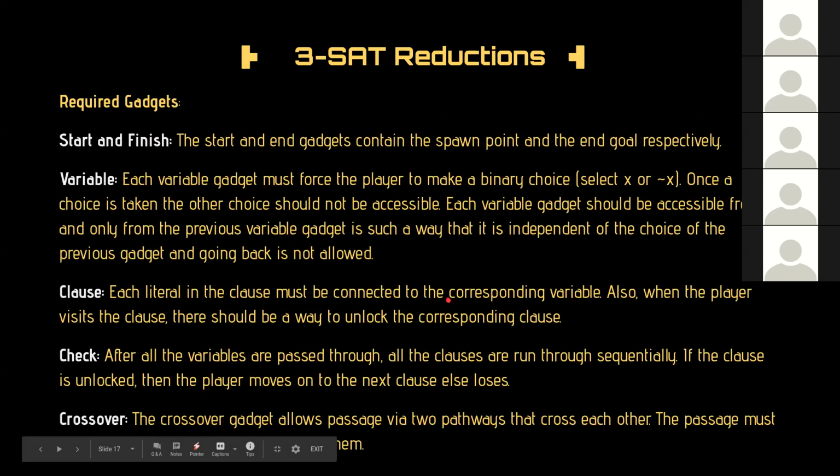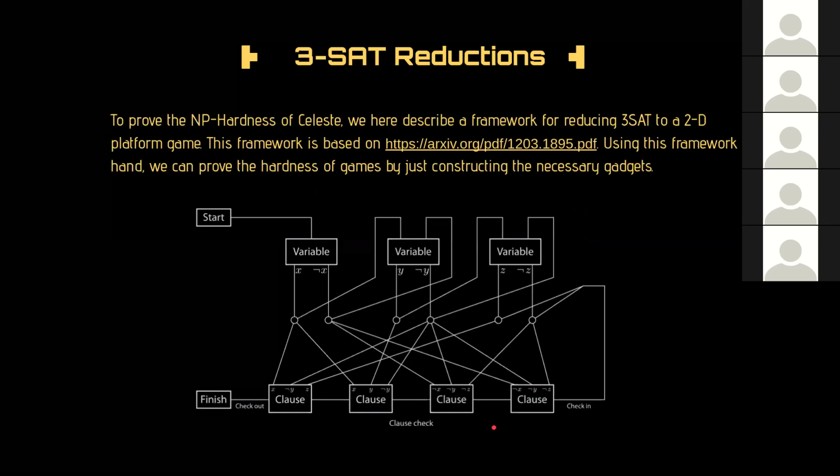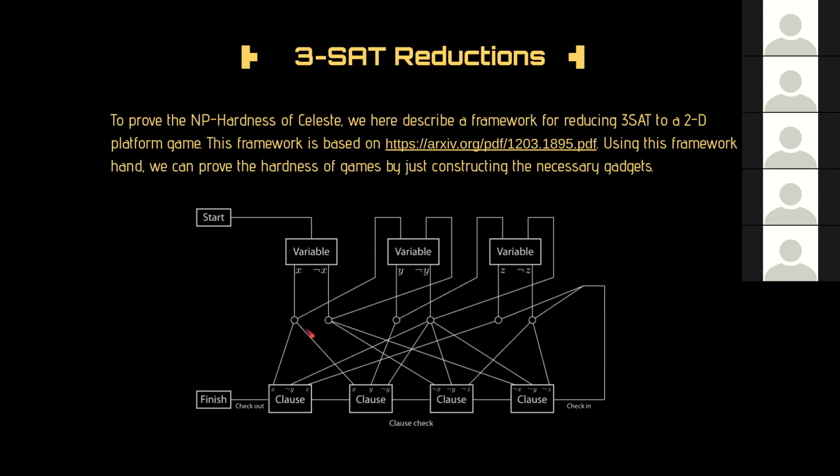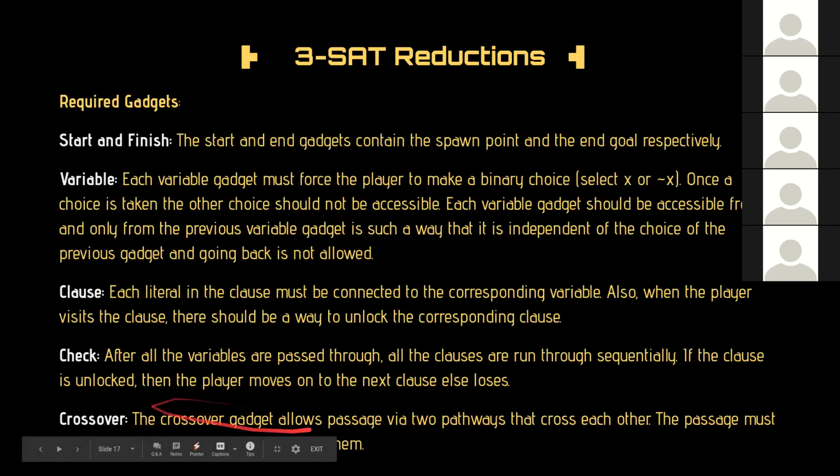There is also another very small detail, the crossover gadget. The crossover gadget allows passage via two pathways that cross each other. Since we are talking about 2D games, these two pathways can cross each other. So how do we ensure that if we are going in this direction, we do not go in this direction? To do this, we create a crossover gadget which does this. If you're coming from here, you can only go here. And if you're coming from here, you can only go here. We'll show how we build the crossover gadget.